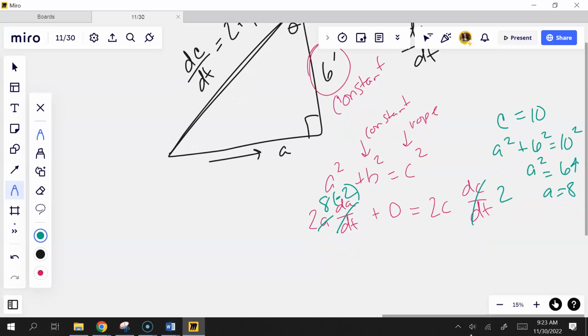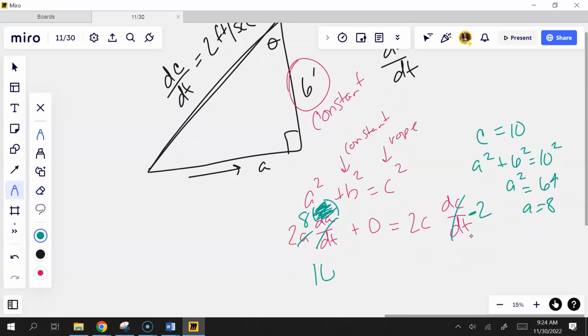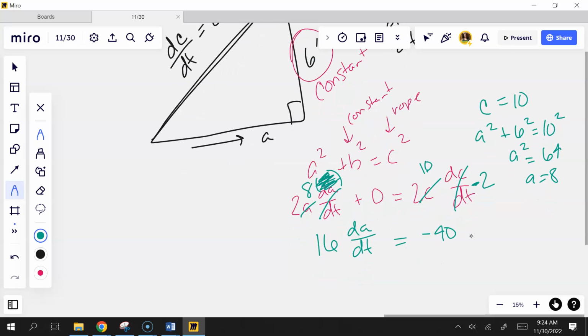So I have negative 32 equals, no. What am I trying to find? I put that in the wrong place. I put negative 2 in the wrong place. This is negative 2. This I don't have. This is what I'm looking for. So I have 16 dA dt equals, what was C? C was 10. Negative 40. So dA dt is negative, as it should be, right? Because I'm losing that distance. 40 over 16, which is 10 over 4, 5 over 2.